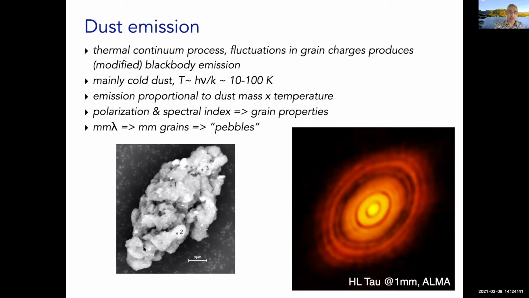For ISM grains, they're typically submicron to a micron in size. In protoplanetary disks, they can grow up to millimeters in size. And this changes the spectral index, or the efficiency with which the object emits. So by measuring the spectral index, we can infer something about the grain properties. The amount of emission that you get depends on the amount of dust you have, but because we're talking about thermal emission, as in the black body, it also depends on the temperature.